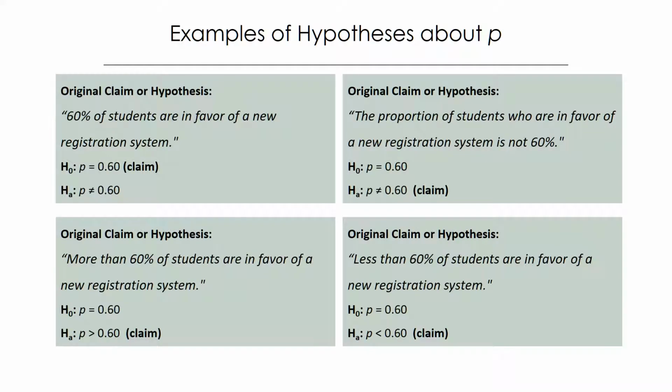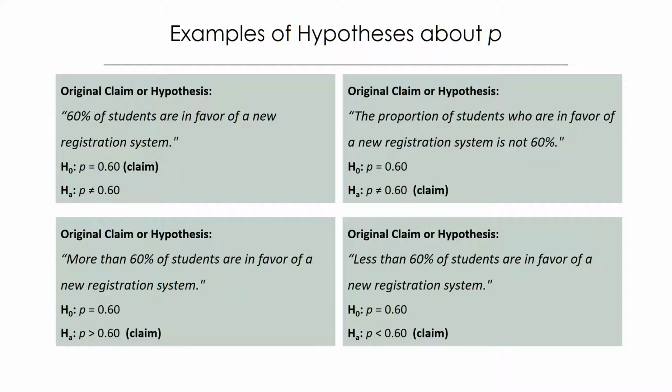Some examples of hypotheses about p are, first of all, in the upper left-hand corner, an original claim or hypothesis that 60% of students are in favor of a new registration system. So that's a claim about a percentage or proportion, p, 60%. The null hypothesis is that the proportion is 60%, which is the claim in this case. And the alternative hypothesis is that the proportion is not 60%.